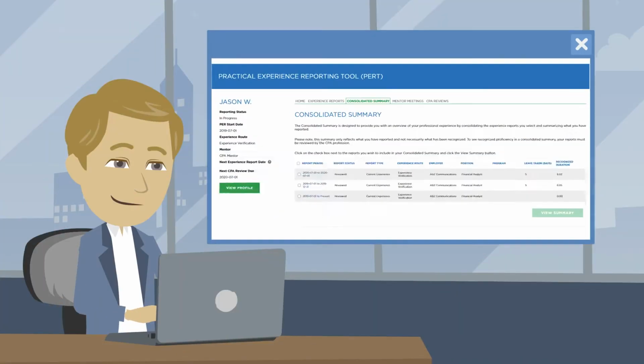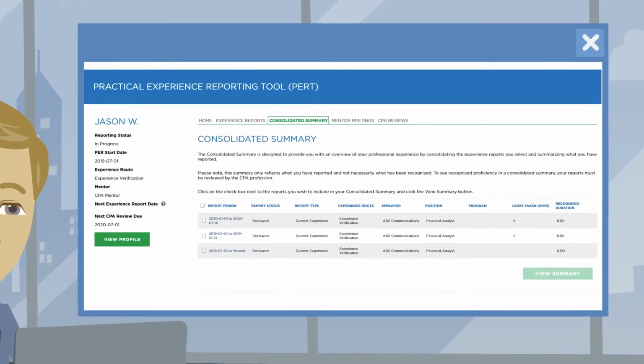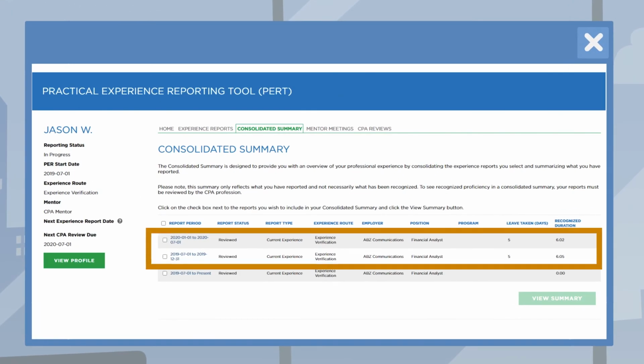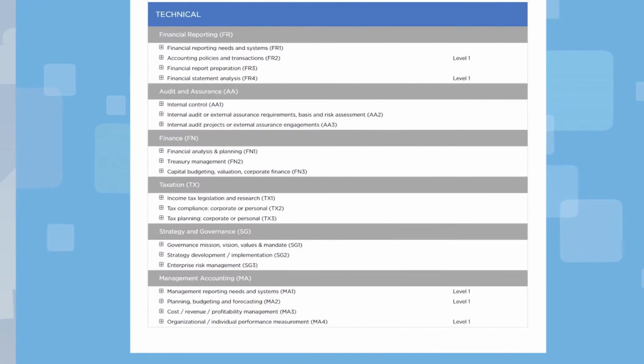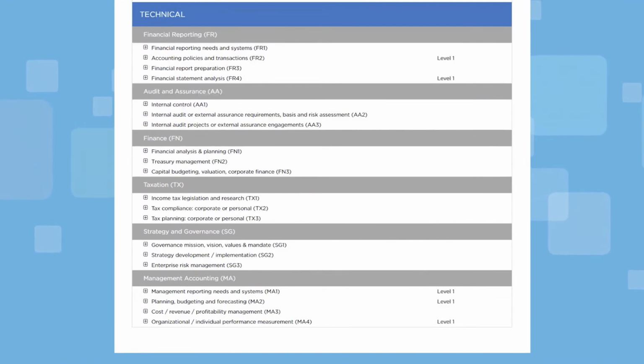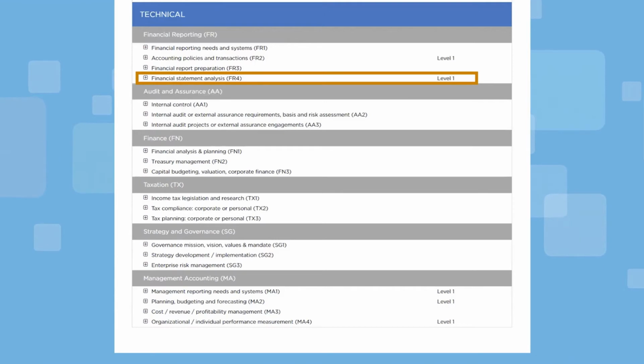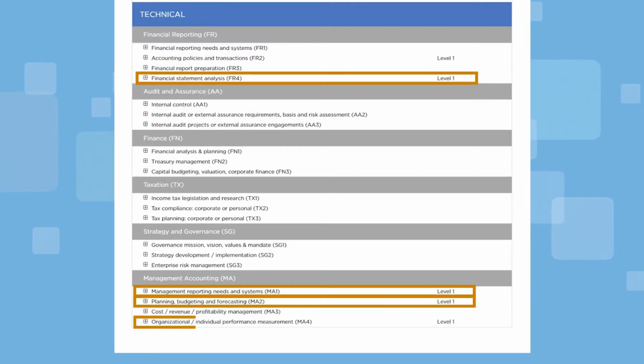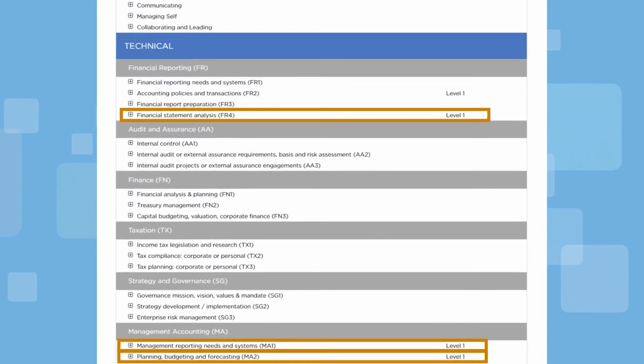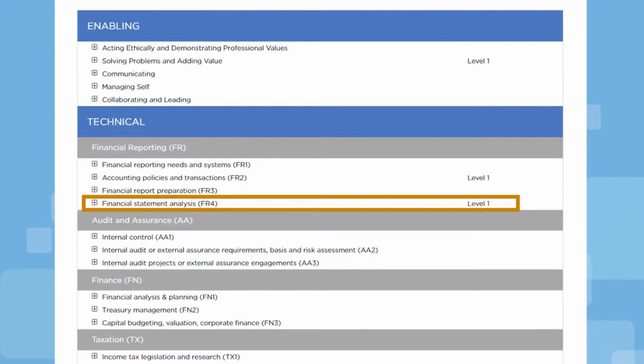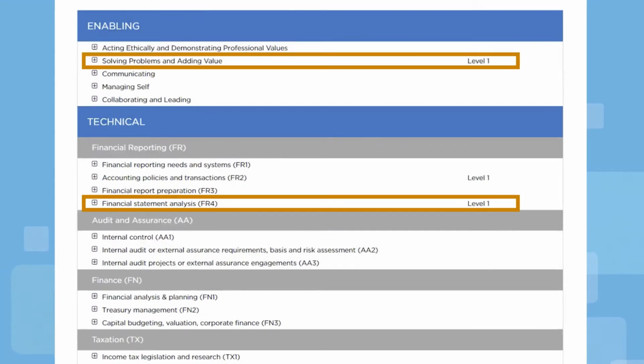He then runs the consolidated summary to see the results of his 2 experience reports, which CPA Ontario has changed to reviewed status. Based on the review, he was professionally assessed at Level 1 proficiency in FR4, MA1, MA2, and MA4, as well as enabling question number 2, solving problems and adding value. This was consistent with his self-assessed levels.